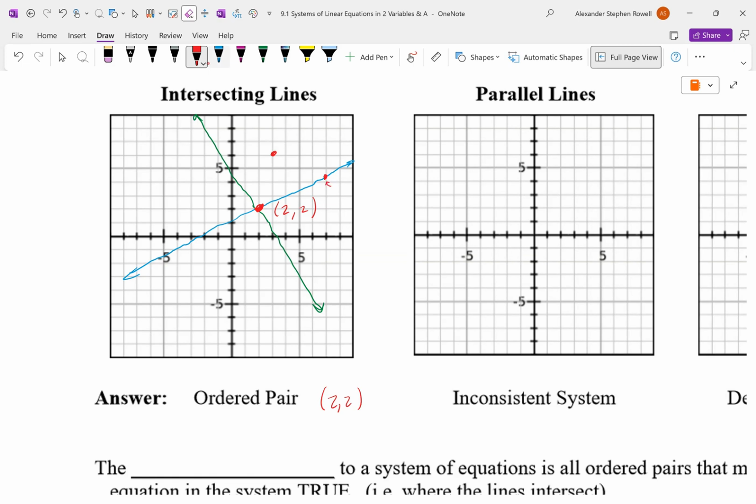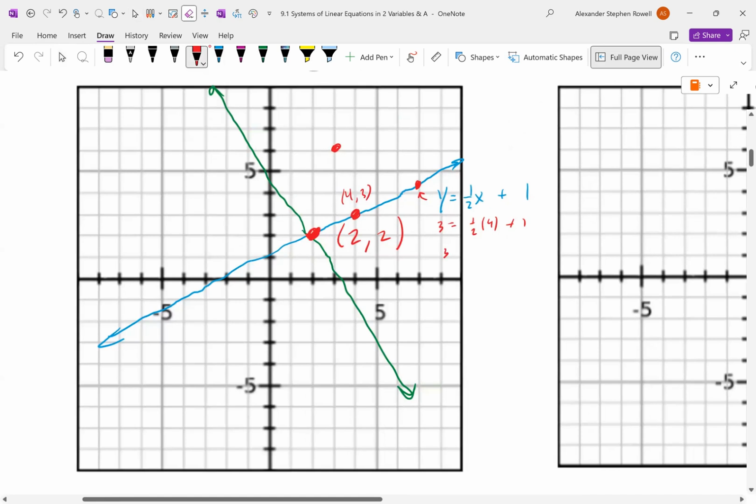What do I mean by that? Can anyone tell me the equation of this blue line? What's the y-intercept? 1. What's the slope? All right, very good. So if I plug in a point like, actually, let me pick a nice point here. This is the point 4, 3. So if I plug it in here, 3 is equal to 1/2 times 4 plus 1. Is it true? Yeah, 3 is equal to 3.